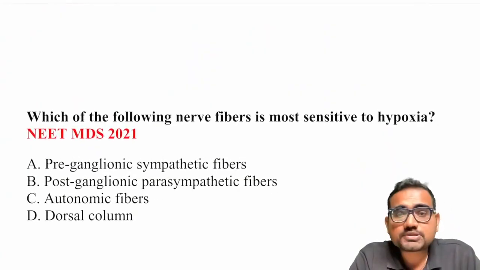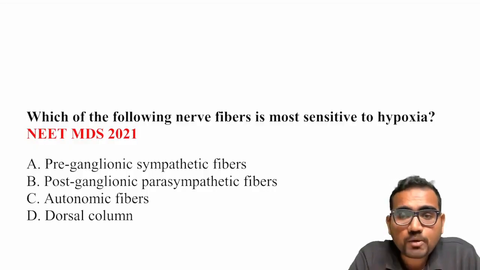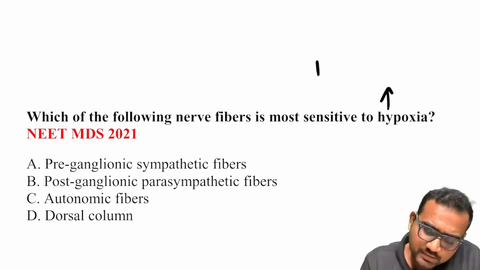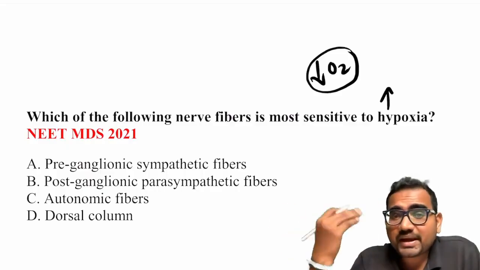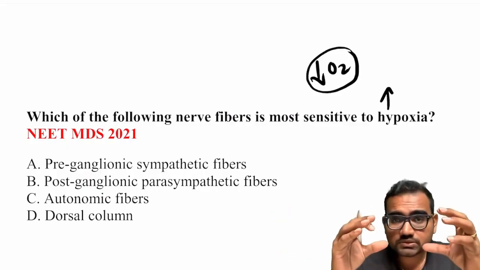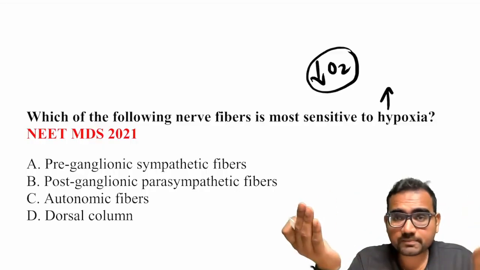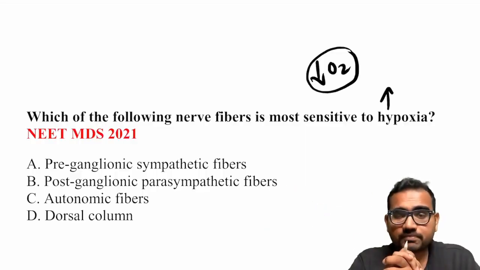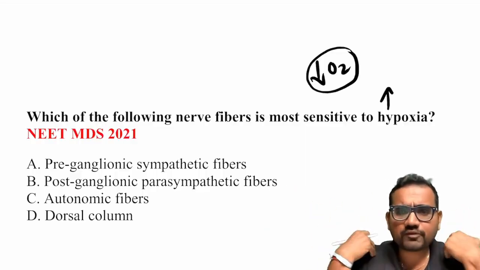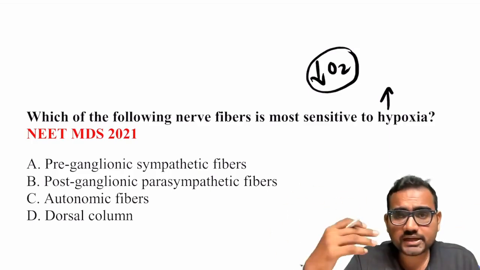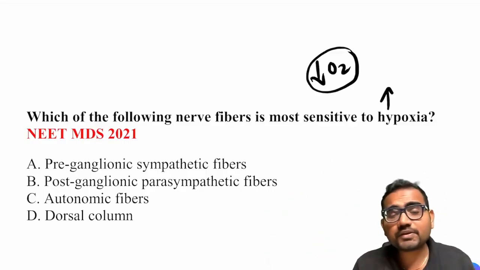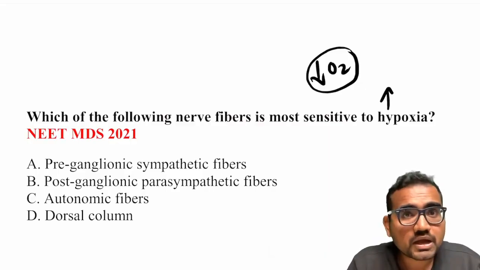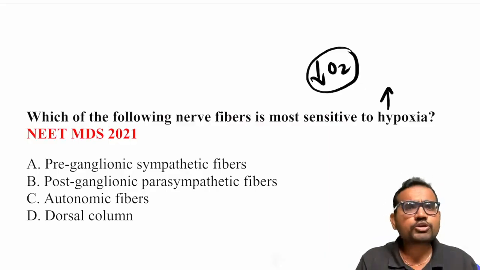Which of the following nerve fibers is more sensitive to hypoxia? What is hypoxia? Decreased oxygen at the tissue level. Am I right in saying that whichever fibers require more ATP will be more sensitive to hypoxia? Say for example, I am a fiber and I need more energy for my function. If there is decreased oxygen, which results in decreased ATP production, am I going to get affected or not? Obviously, I'm going to get affected.